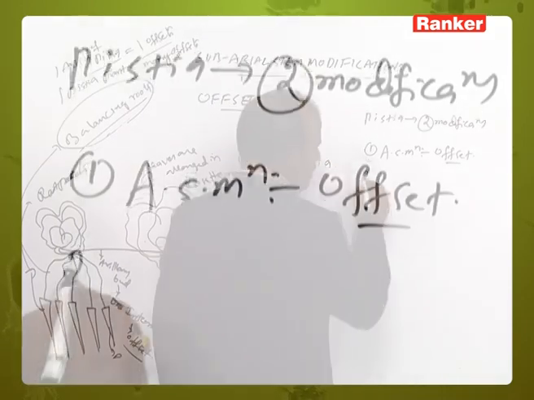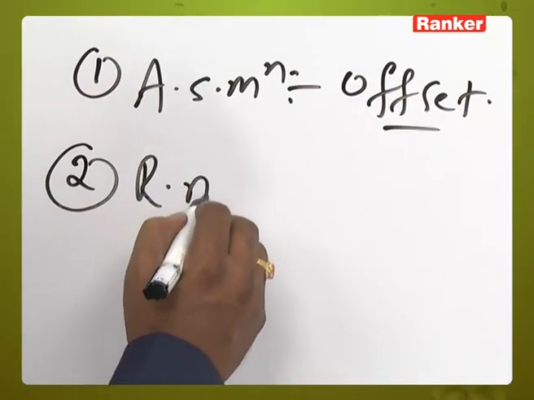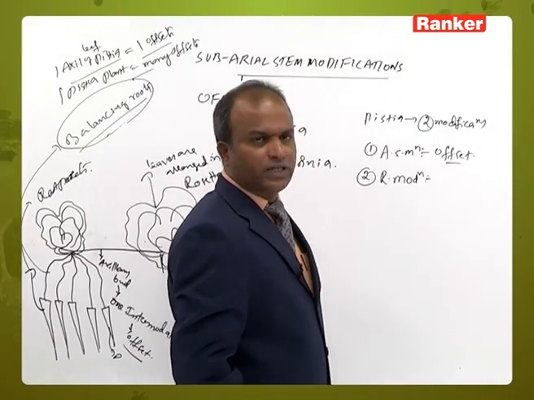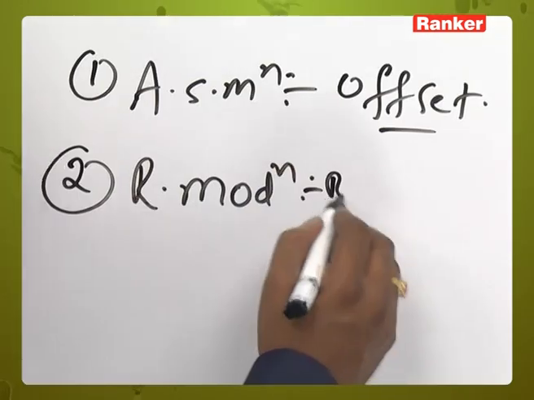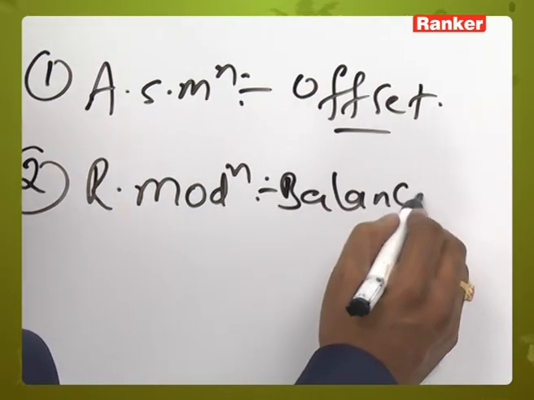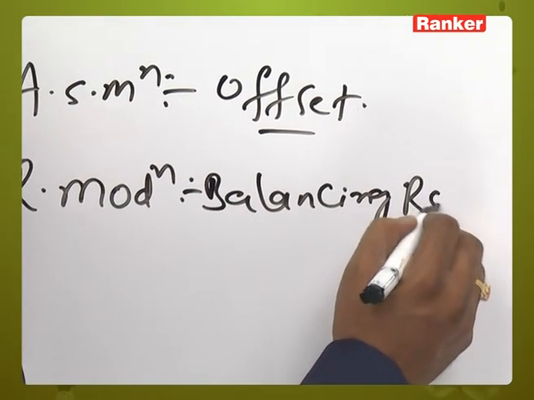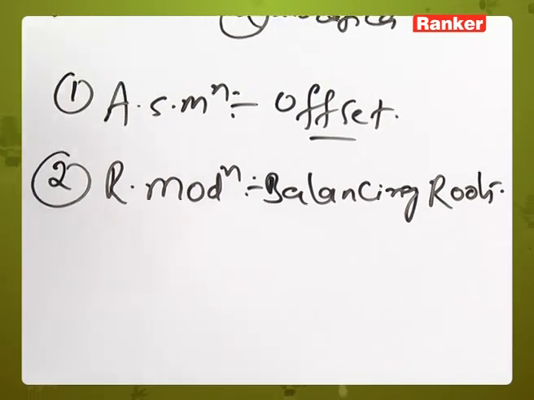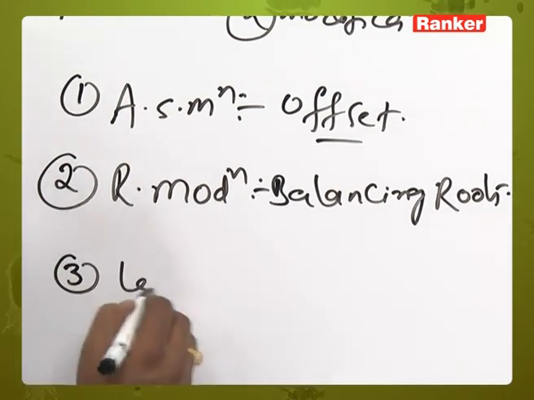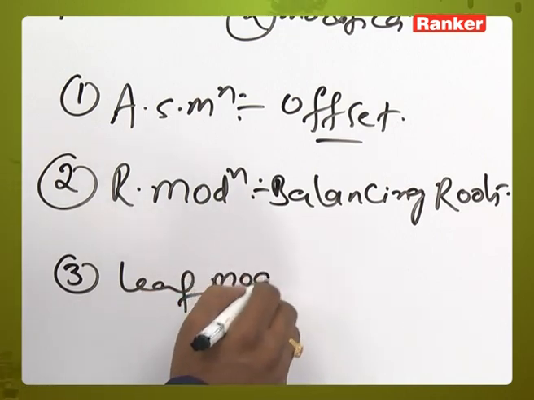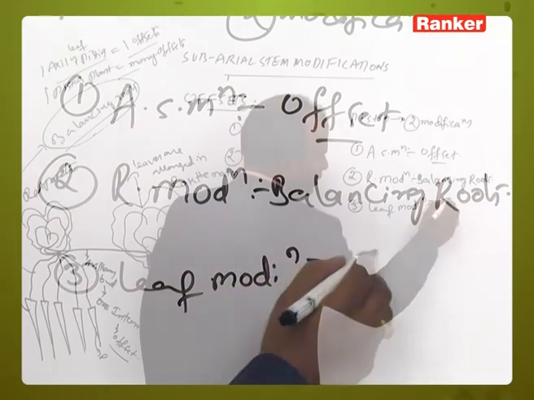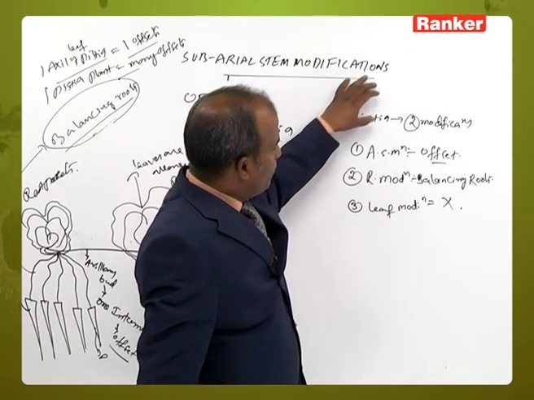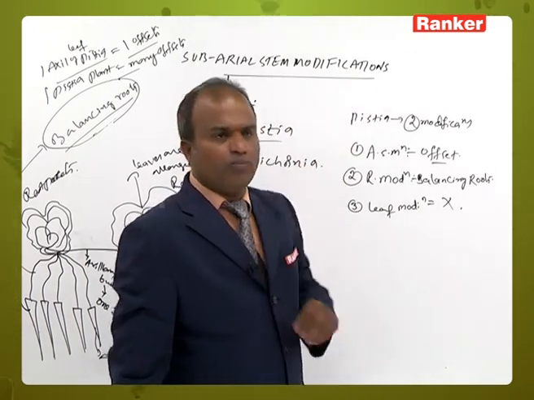And the second modification is nothing but root modification. What is the root modification? That is nothing but balancing roots. Root modification is nothing but which roots here? Balancing roots. And what is the third modification? Can you say any leaf modification is shown here? It does not show any leaf modification. That means Pistia shows only two modifications.